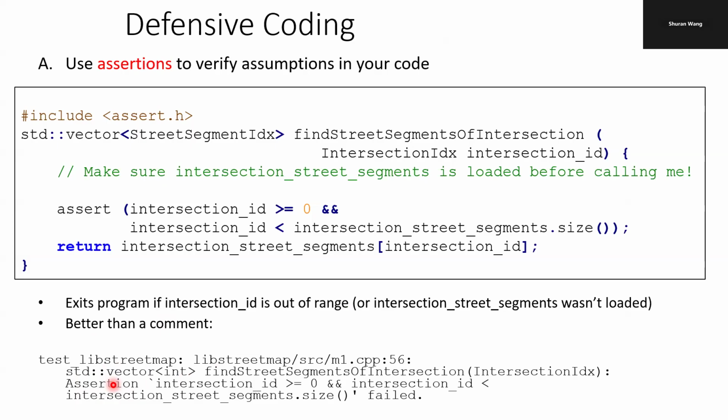This is better than comment, yeah. It makes it slower, and I'll tell you how to disable it. So this checks at runtime and will give a useful error message because it tells you exactly where it stopped.